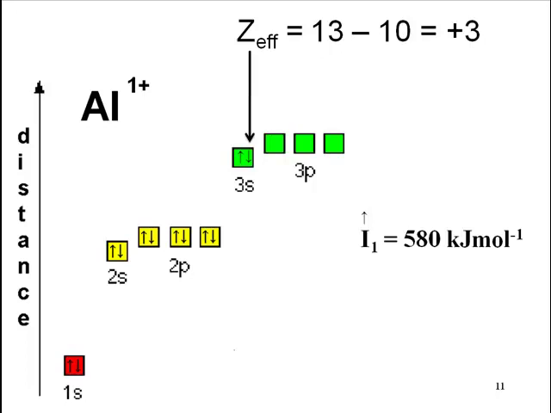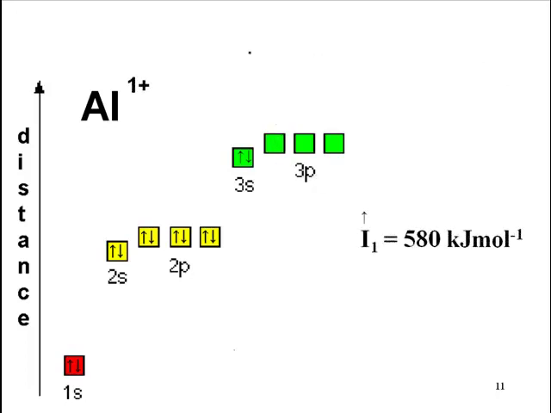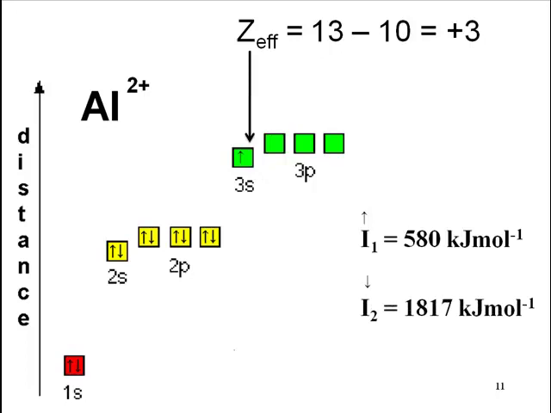When the Zeff goes up to plus 3, what do we know about the size? Zeff goes up, size goes down. So the second one, the Zeff, right now, if we lose 1 more electron, is plus 3. And the energy is much greater because the Zeff, again, increases.